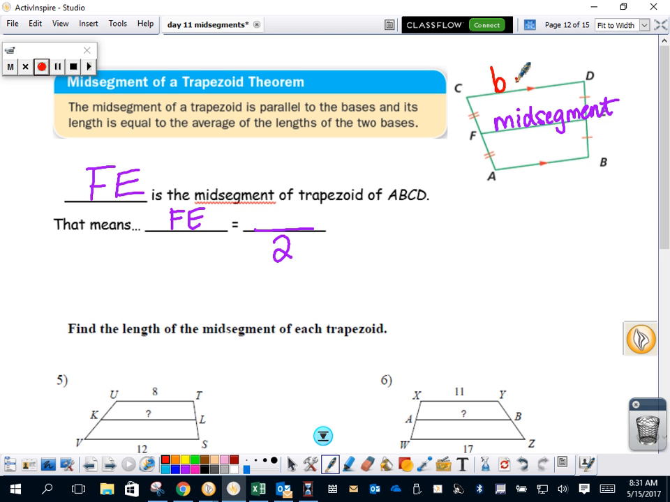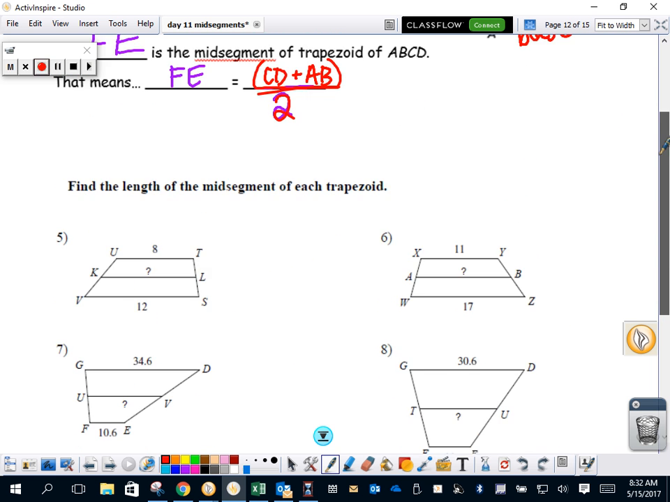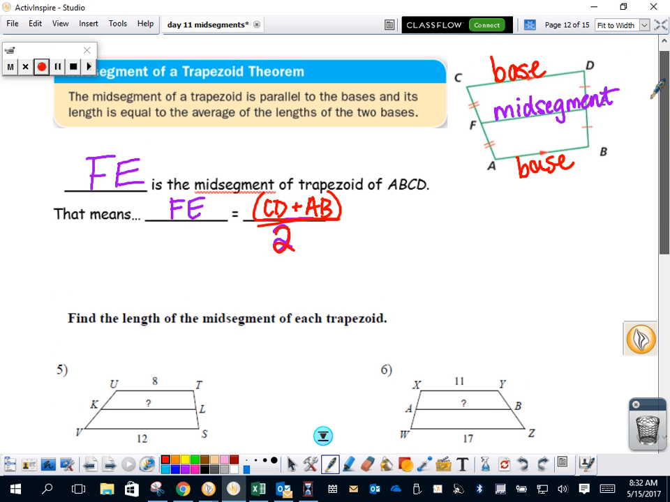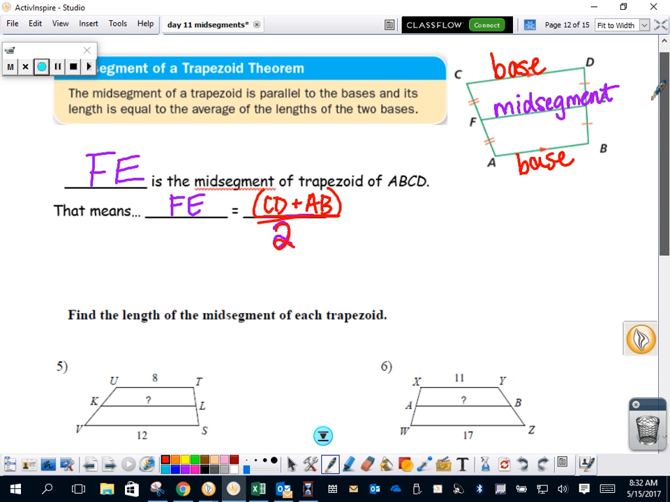Okay, so make sure you label your picture so you know what the bases are. They're going to be parallel. So that means it's going to be CD plus AB divided by 2. If it's the average, you have 2 bases, so you divide by 2. Okay? So we'll start with the basics, and then we'll move into the algebra. Yes, CD plus AB. Okay?